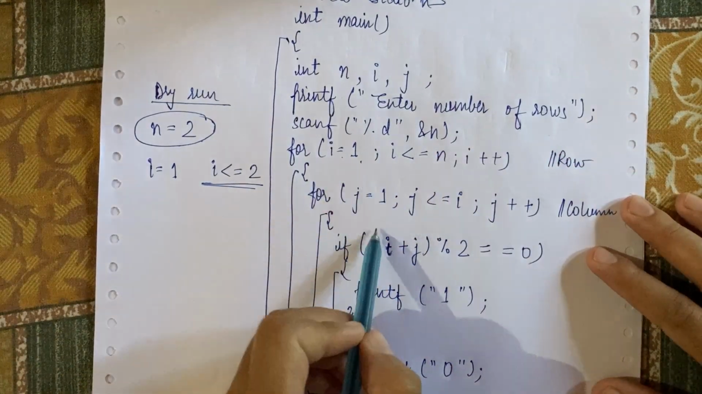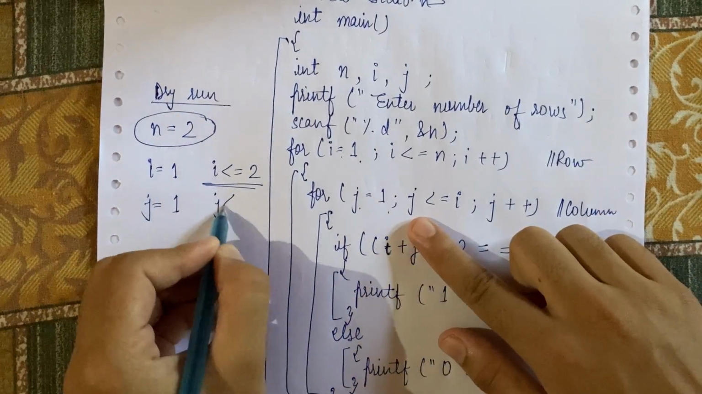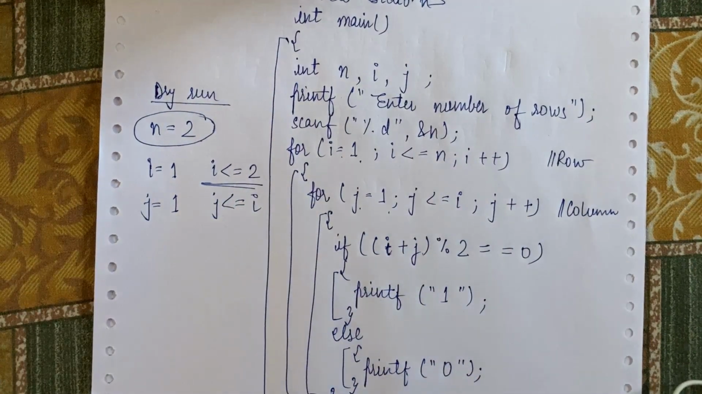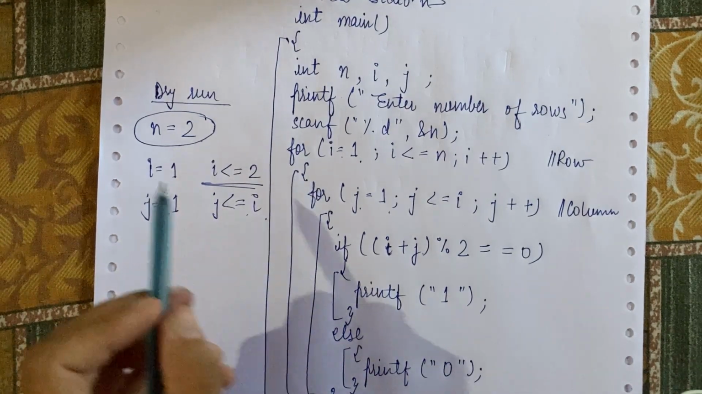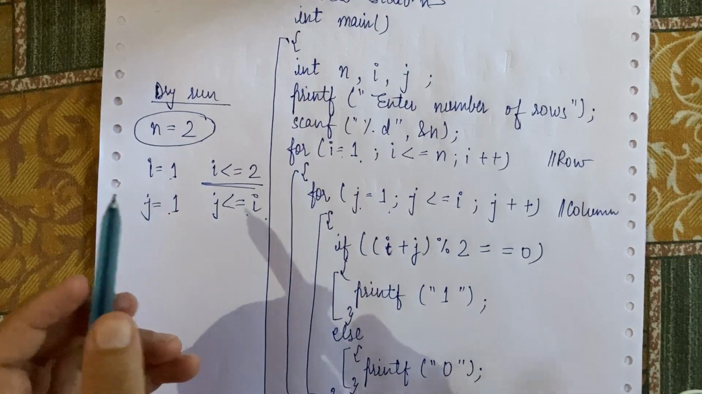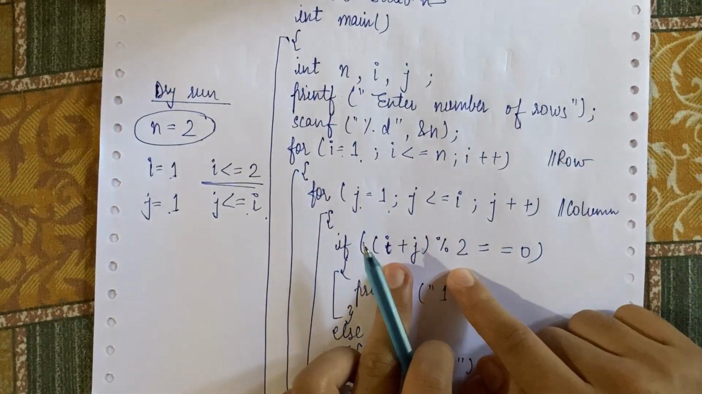So i is 1, j will start from 1, j is also 1, and the condition for j is j less than or equal to i. So 1 less than or equal to 1, with i being 1, the condition is true. Both of these conditions are true, so we'll get inside the j loop.